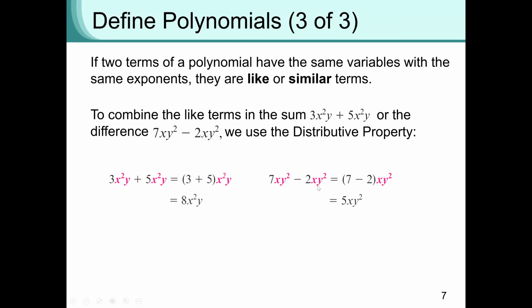Again, this is a like term. We have xy squared, another xy squared. So we combine it. This time it is minus. So we find 7 minus 2. The answer is 5. And we keep the unit or the variable, which is xy squared.